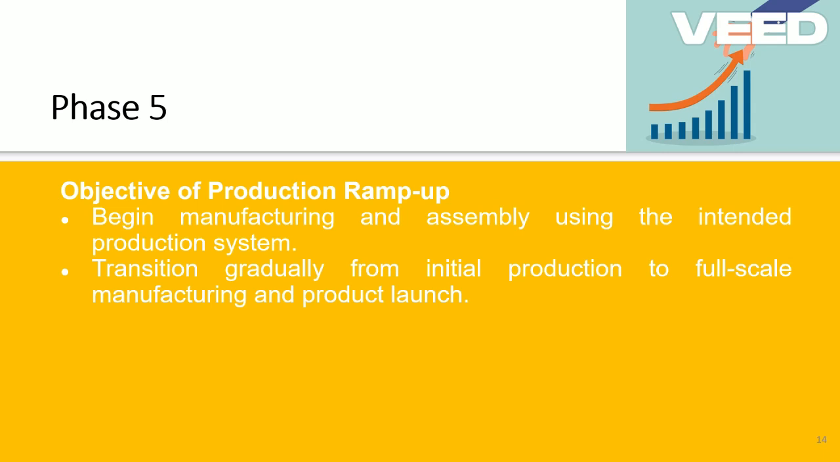Moving ahead to the next phase, phase 5. Here, the manufacturing and assembly part will start, and the production line will be set up. Finally, the initial production will go to full-scale manufacturing, and the product is then ready for market launch.